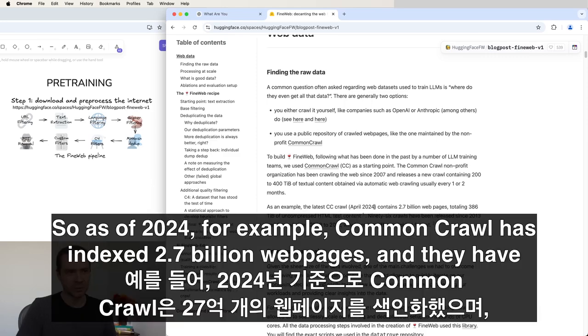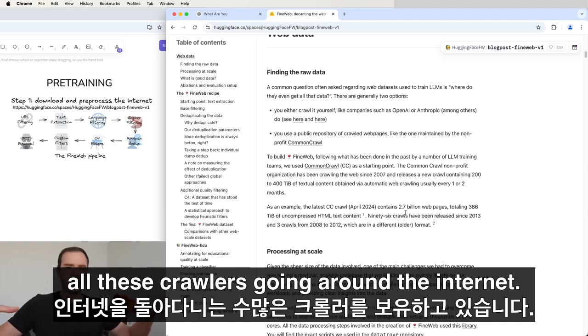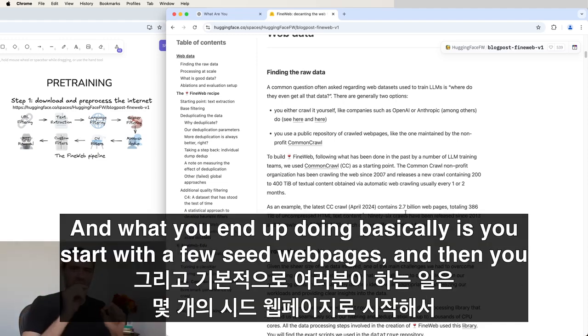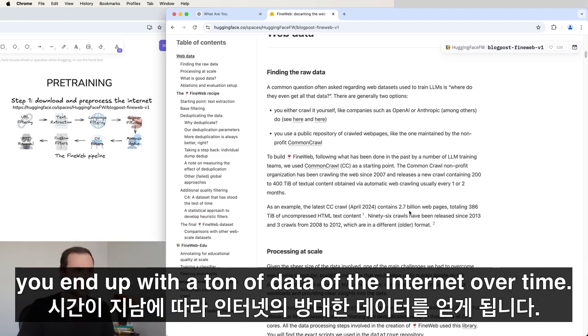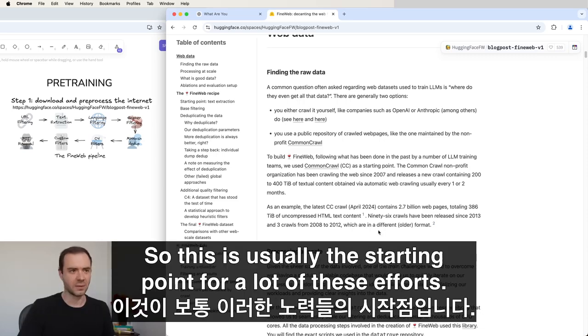As of 2024, for example, Common Crawl has indexed 2.7 billion web pages, and they have all these crawlers going around the internet. What you end up doing basically is you start with a few seed web pages, and then you follow all the links. You just keep following the links and you keep indexing all the information, and you end up with a ton of data of the internet over time. So this is usually the starting point for a lot of these efforts.